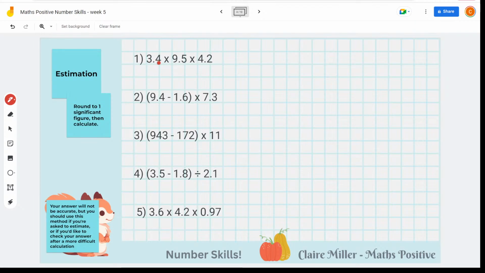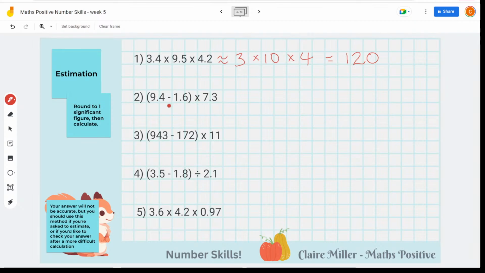So 3.4, that's approximately a 3. 9.5, well, that would round to a 10, wouldn't it? 4.2, that would round to a 4. So 3 times 10 times 4. Ooh, how could we work this out? We could do 3 times 4 first. That's 12, and then times our answer by 10. So that's going to be 120, isn't it? Awesome. What about the next one?